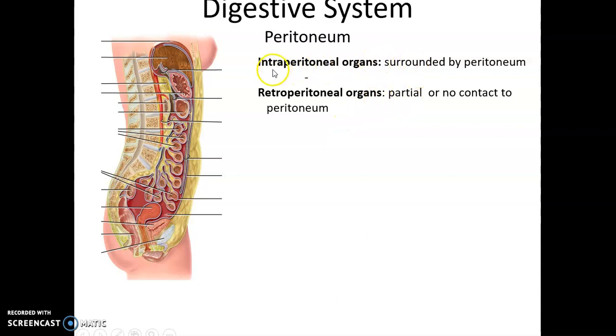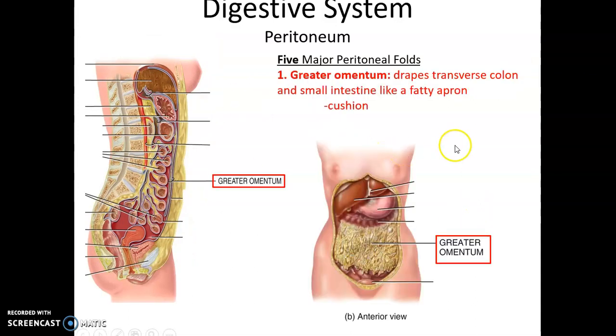Organs that are surrounded by the peritoneum are referred to as intraperitoneal organs. Organs that are not surrounded by the peritoneum are called retroperitoneal organs. The peritoneum has five parts or folds.